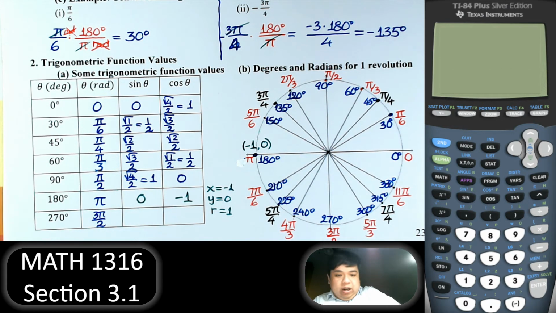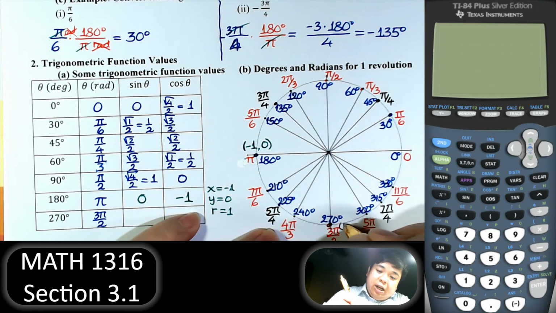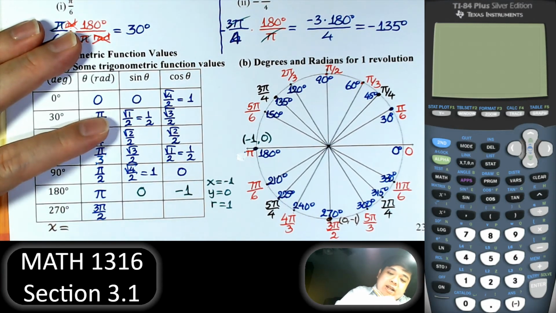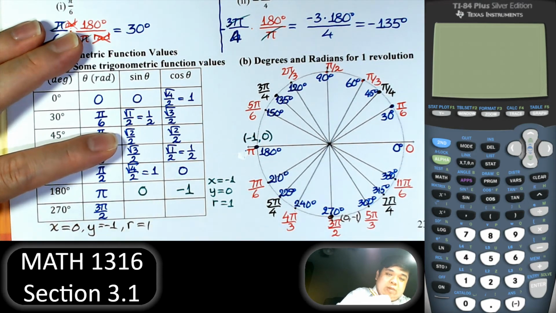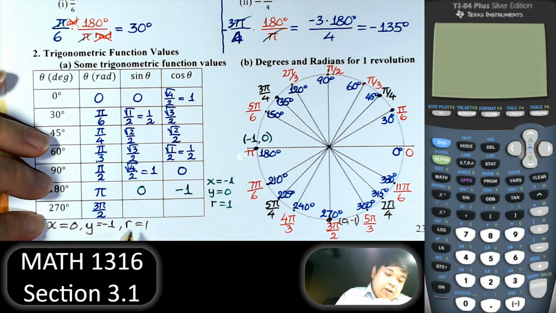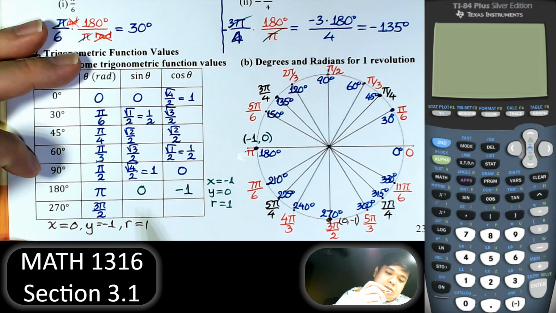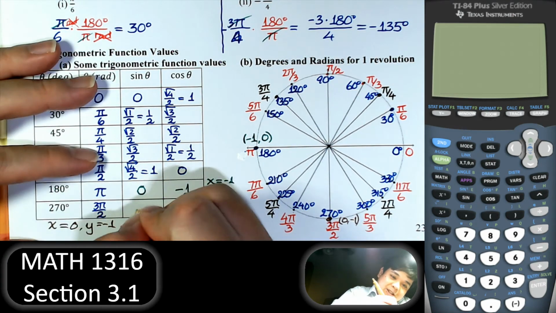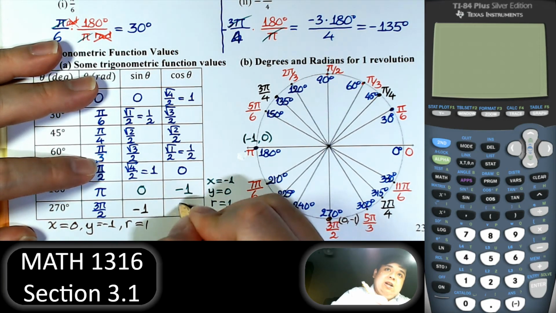All right, what else? 270 degrees will be here. That point will be 0 and -1. So in this case, for 270 degrees, x is 0, y is -1, and the distance r is equal to 1. Sine is y over r, right? Sorry, I said x over r. And cosine is x over r. Right, so that's what we have.